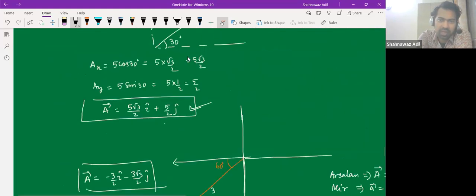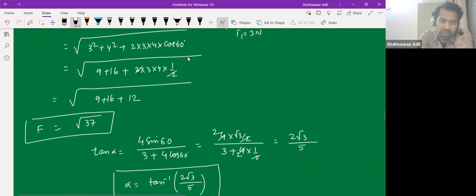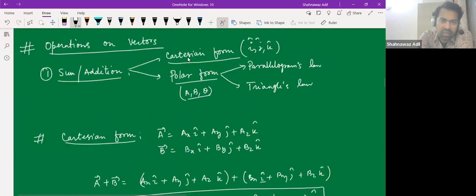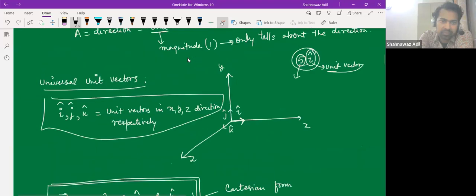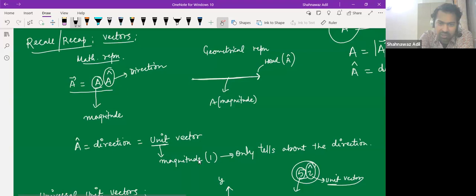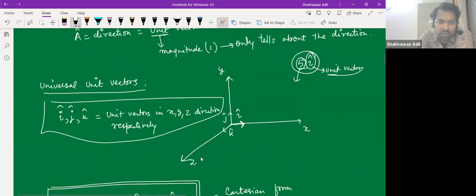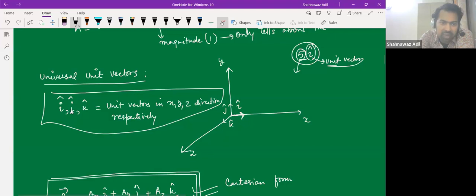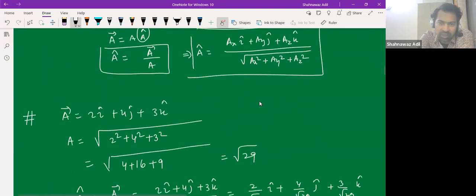Let us go back to the unit vector portion. The unit vector magnitude is 1, right? That is why we call it a unit vector. It represents only the direction. So the magnitude of I, of J, and of K all have magnitude one.